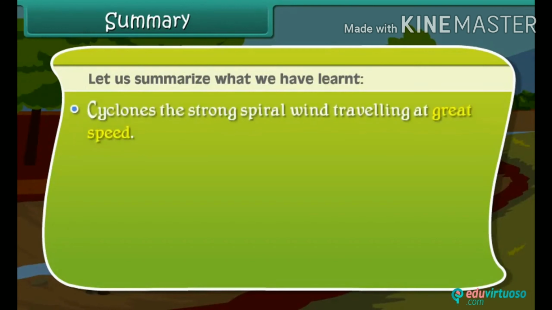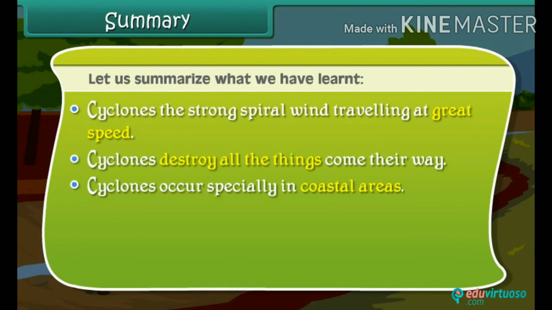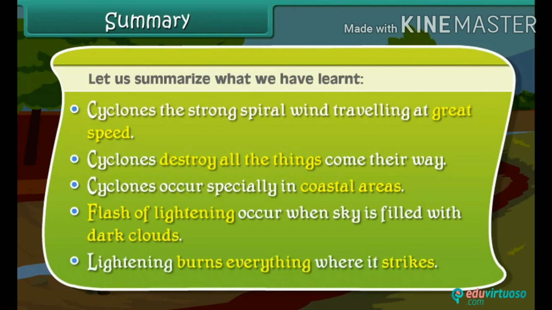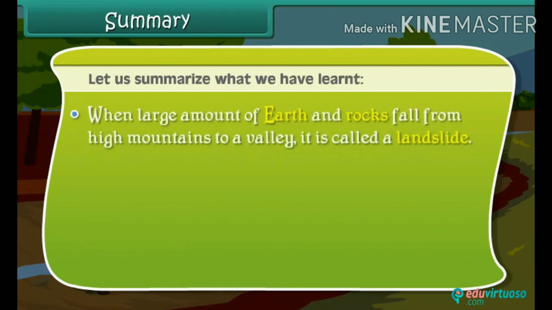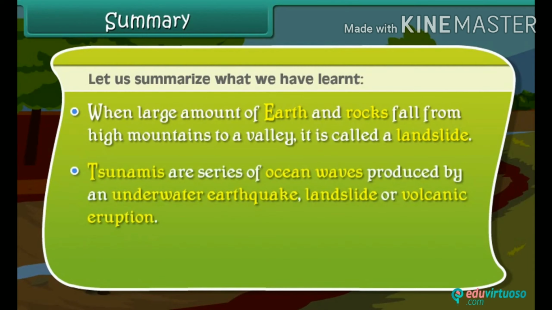Cyclones are strong spiral winds traveling at great speed. Cyclones destroy all the things that come their way. Cyclones occur especially in coastal areas. Flash of lightning occurs when the sky is filled with dark clouds. Lightning burns everything where it strikes. When large amount of earth and rocks fall from high mountains to a valley, it is called a landslide. Tsunamis are series of ocean waves produced by an underwater earthquake, landslide, or volcanic eruption.